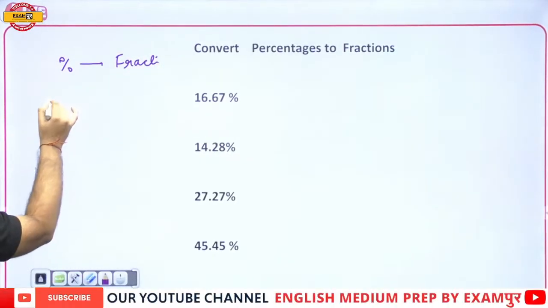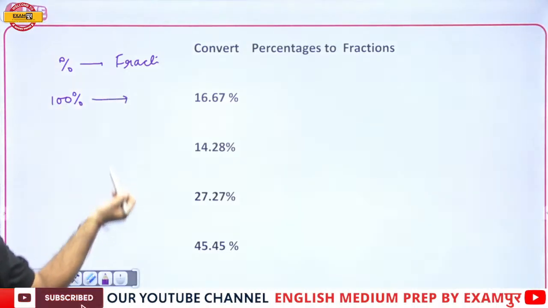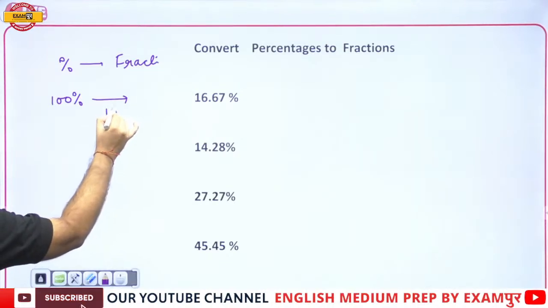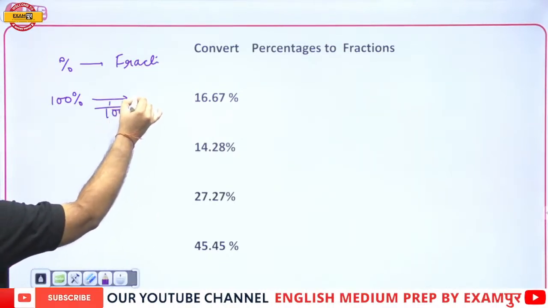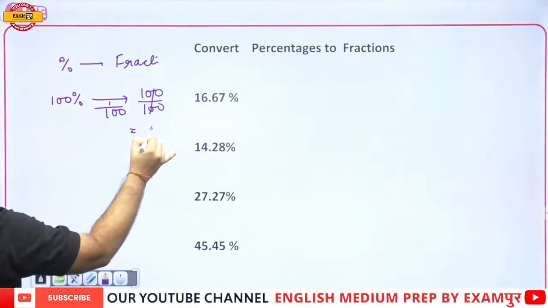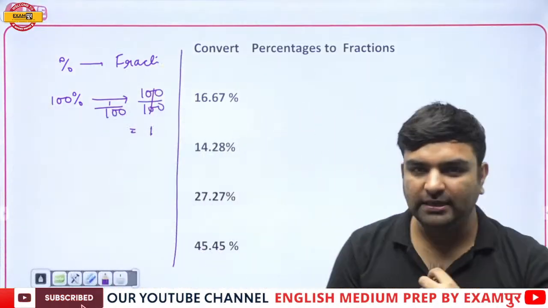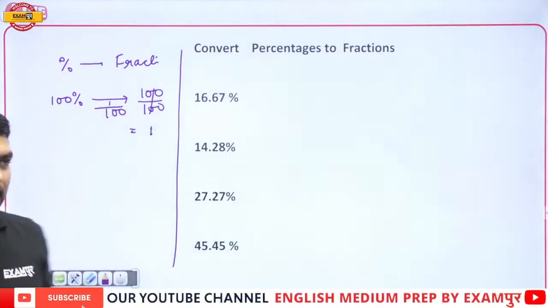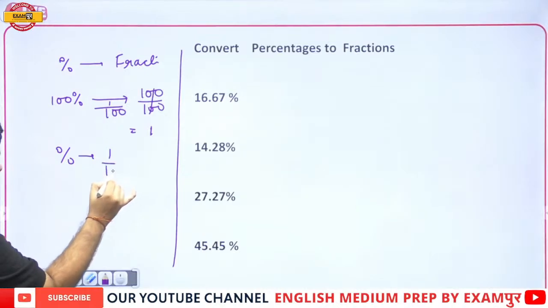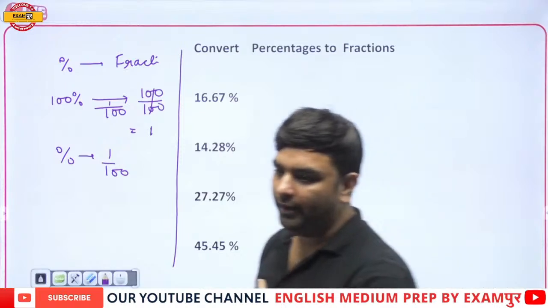Like 100%, if you want to convert it into a fraction, guys, just divide it by 100. So it will become 100 by 100. What is the logic? The logic is that this percentage sign is basically equal to 1 upon 100.